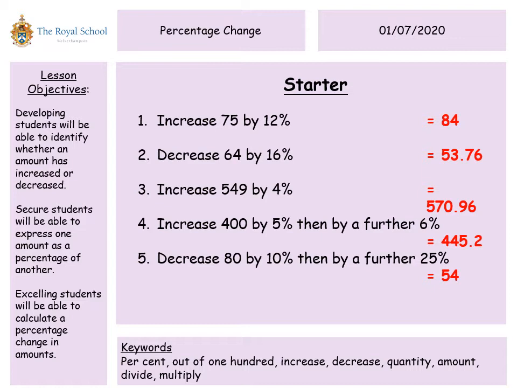Number 5, decreasing 80 by 10% and then decrease that by 25%. Well, we'd be doing 80 times by 0.9 because we'd be left with 90%, and then times that answer by 0.75 and get us to those answers. And if you're unsure about that multiplier method then for it, you can send me an email and I'll give you a few more hints and tips on that process.